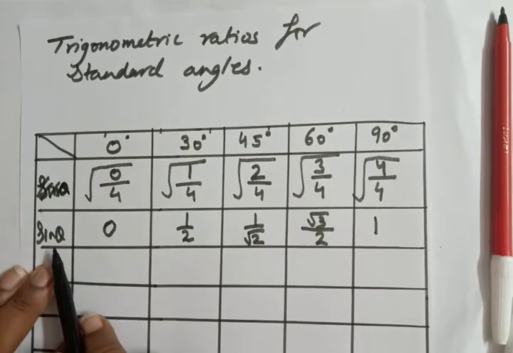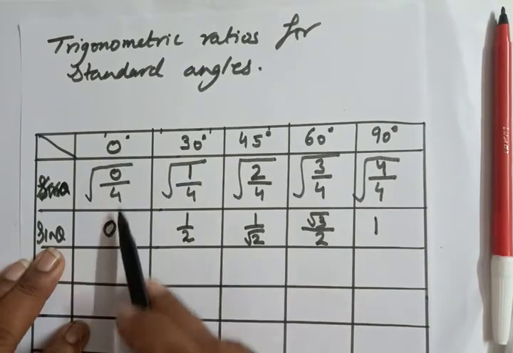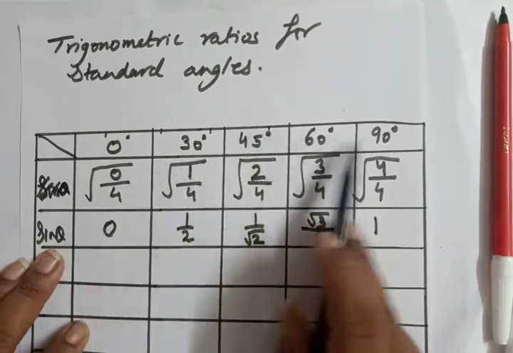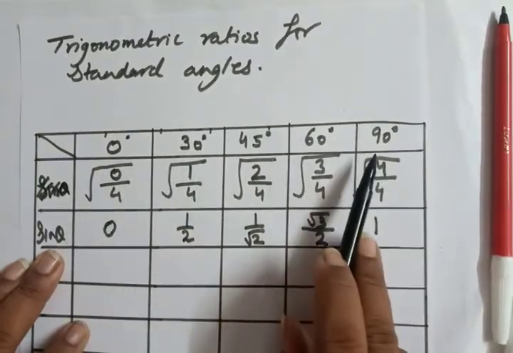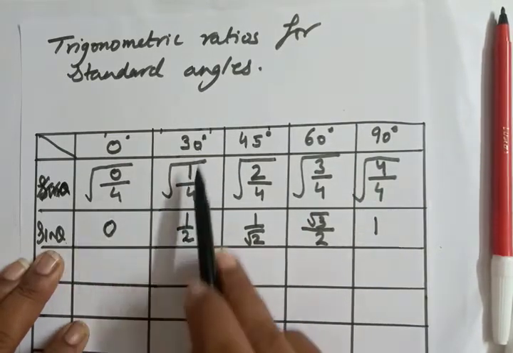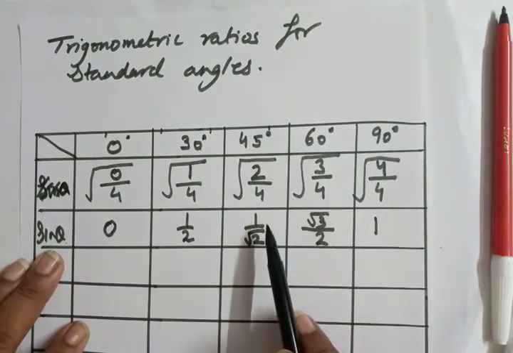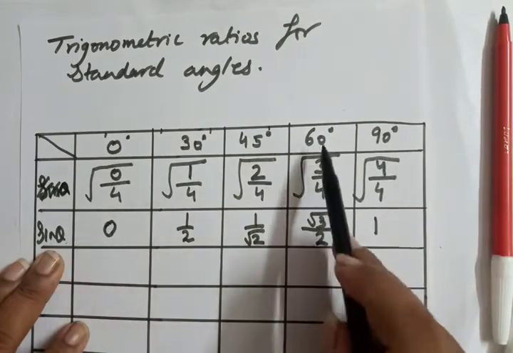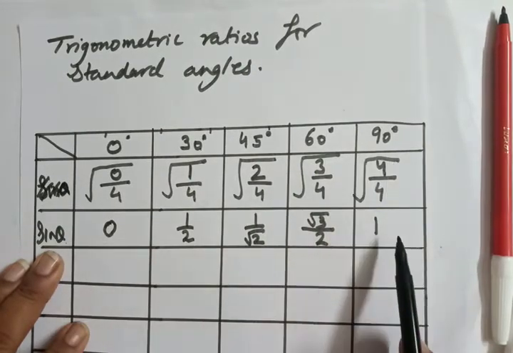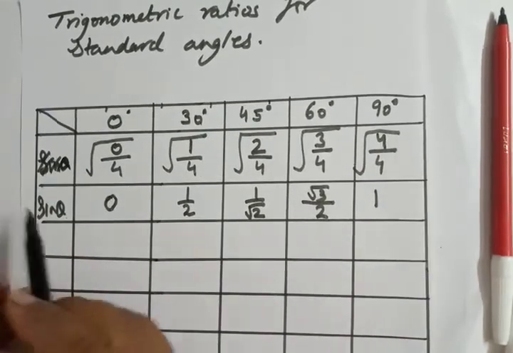that will never be changed of sine theta. Means sine 0 will always equal 0. Sine theta, these are the values of theta that could vary. These are the standard angles. Sine 30 is always equal to 1 upon 2. Sine 45 is always equal to 1 upon root 2. Sine 60 is always equal to root 3 upon 2. And sine 90 is always equal to 1. Clear? Now come to the cos theta.